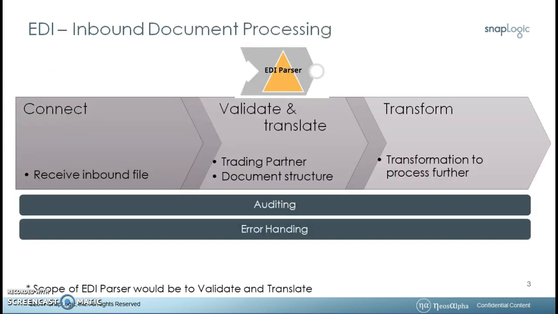A typical pipeline for parsing an incoming EDI document would look like this. The parser parses the inbound X12 or EDIFACT document and converts it into a JSON document with data elements and corresponding values. This JSON structure makes it human readable and easier to extract the required elements.